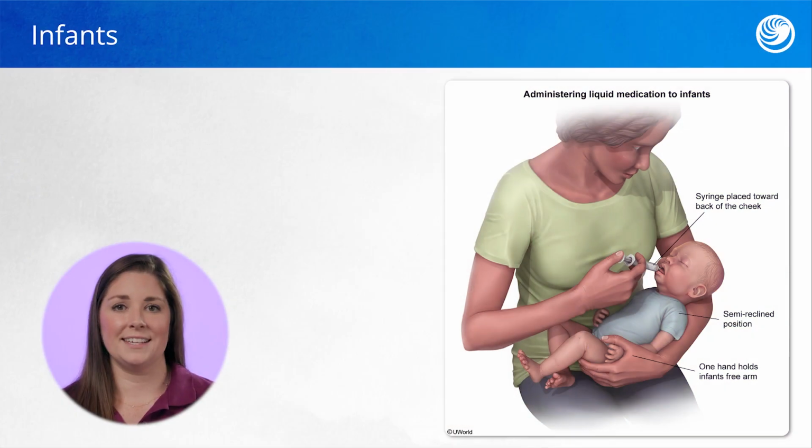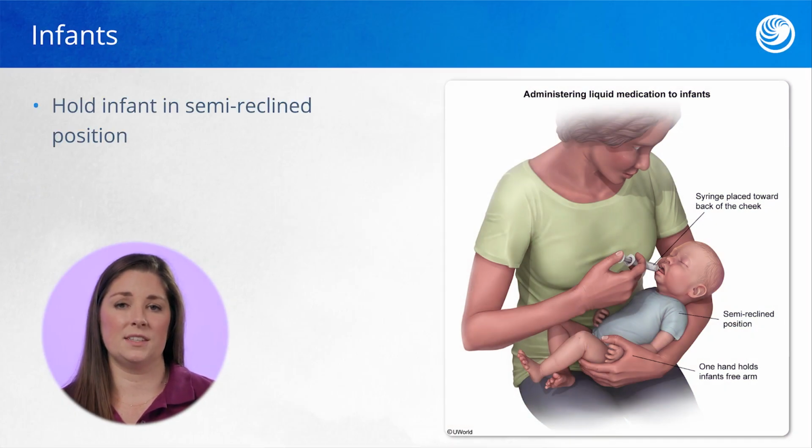Now let's discuss the proper and safe way to administer oral medications to infants. As with any client we're administering an oral medication to, we need to ensure that the infant is in the correct position to receive and take the oral medication. As you can see in the image to the right, the nurse or caregiver needs to hold the infant in a semi-reclined position while also holding or restraining both of the arms closely to the caregiver or nurse. This will help ensure that the infant is not able to interfere with the medication administration.